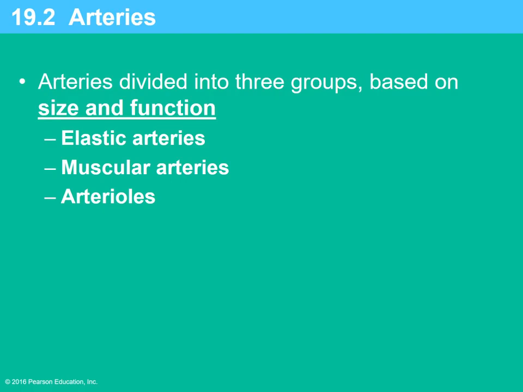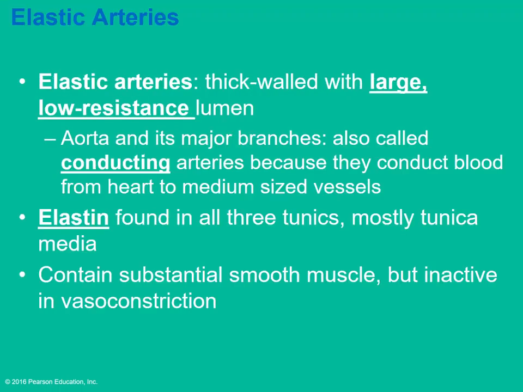So I said those arteries are divided into three groups. It's based on size, it's based on the function. The elastic arteries are very thick-walled. They have low resistance in the lumen. These are going to include the aorta, which is the largest blood vessel in the body, and its major branches.